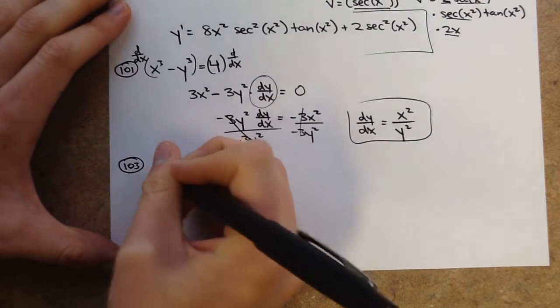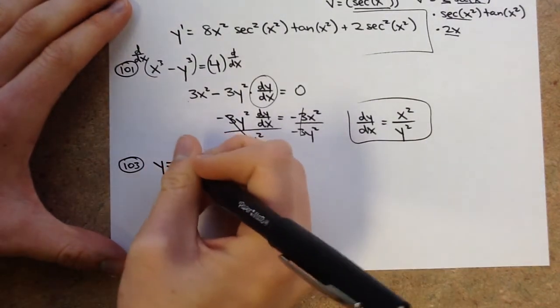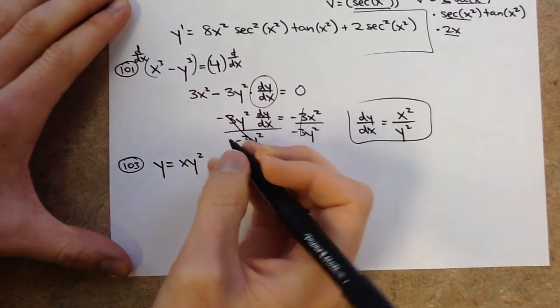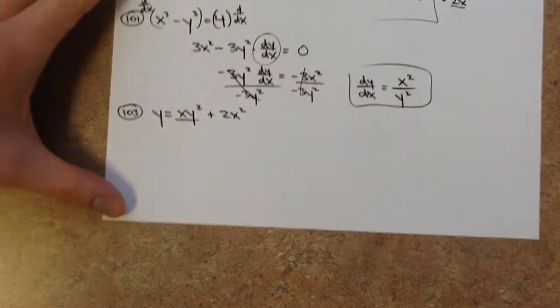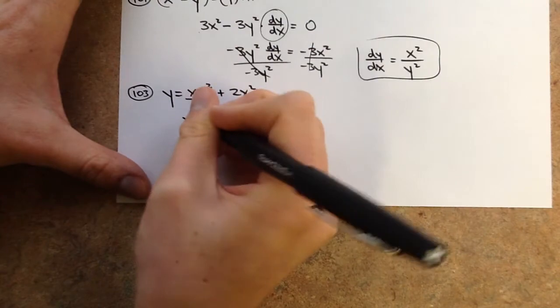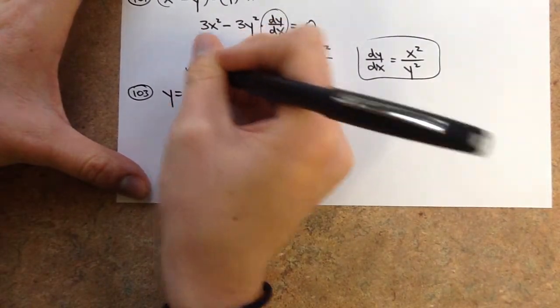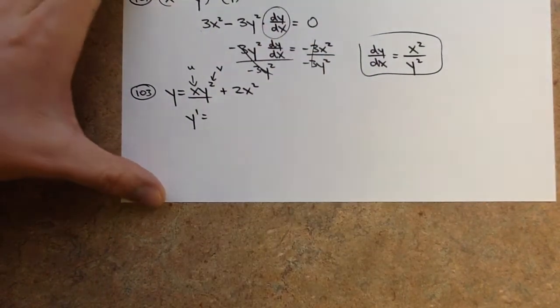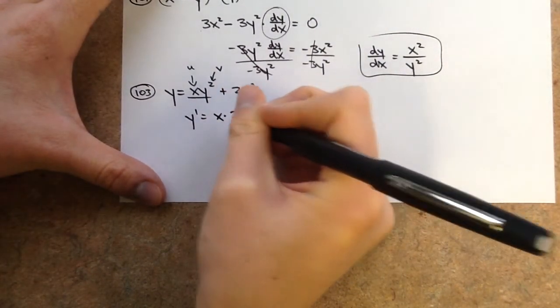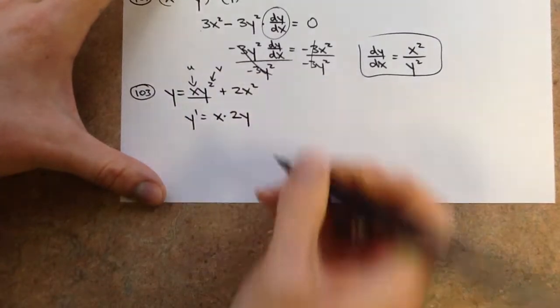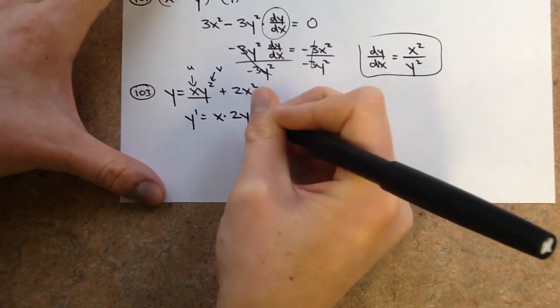103, this one gets a little messier. I have x, y squared, and then plus 2x squared. I have a nice product rule that I've got to do here. So y prime equals, start with, so this one is u, this one is v. So u times v prime. V prime is going to be 2y, little power rule, and then dy by dx.